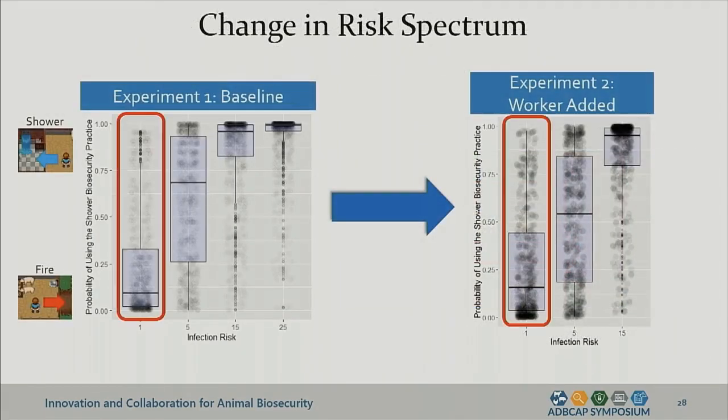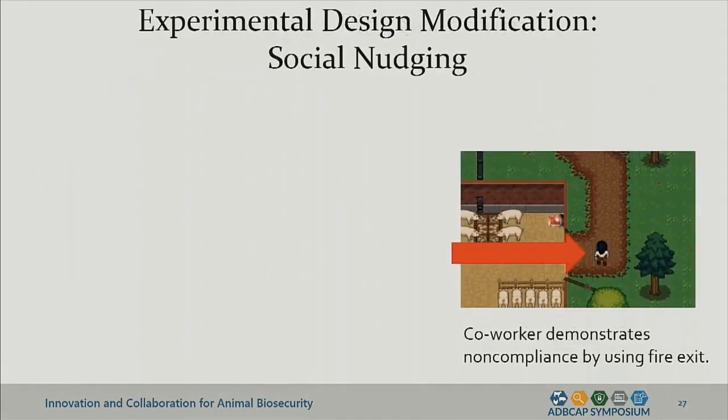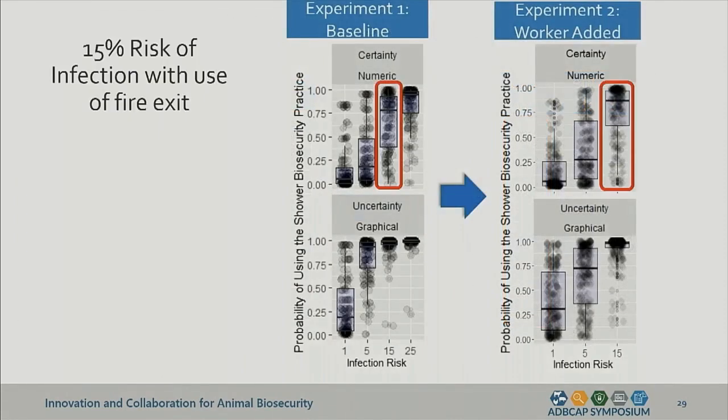So we saw a change in the risk spectrum, and the reason I'm highlighting this is because we know that at any given facility, if there's not infection in your area, the actual perceived risk might be 1% or it might even be much lower. So if we can increase compliance at this level, that would be extremely significant. And then breaking that down here, at the 15% level, we can see that we've seen a big increase in compliance at the 15% risk level in experiment 2.